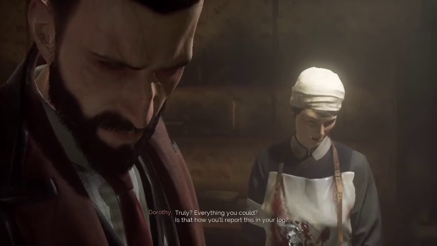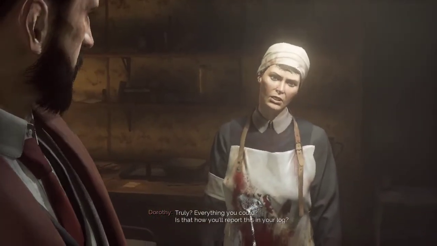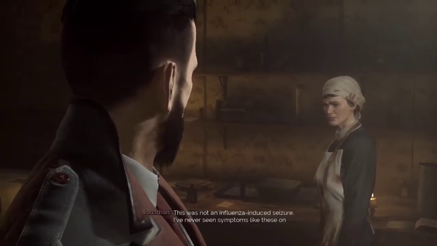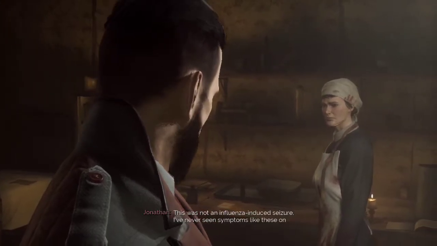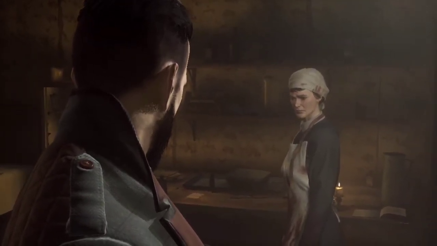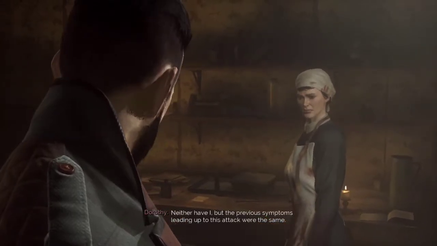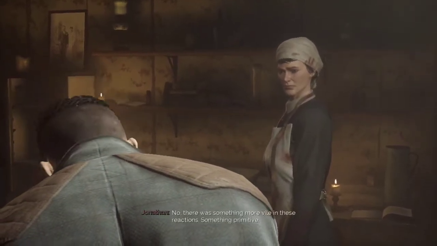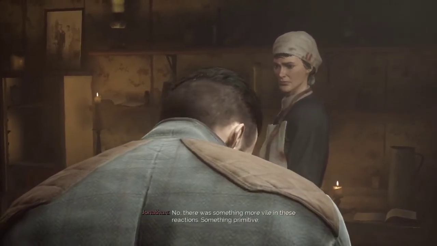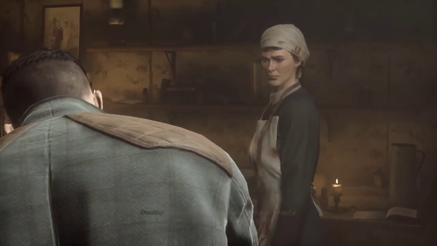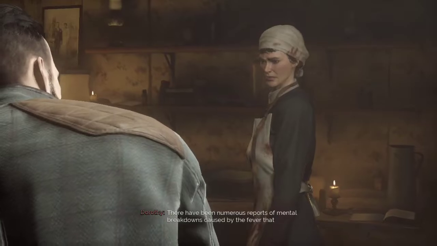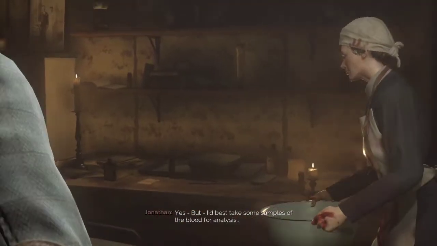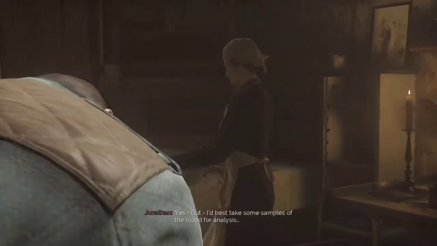Truly? Everything you could? Is that how you'll report this in your log? Is this how the war went? Piling up one poor corpse beside the next? This was not an influenza-induced seizure. I've never seen symptoms like these on the continent. Neither have I. But the previous symptoms leading up to this attack were the same, indistinguishable from the epidemic. No. There was something more vile in these reactions. Something primitive. There have been numerous reports of mental breakdowns caused by the fever that accompanies the flu itself, Doctor. Yes, but... I'd best take some samples of the blood for analysis.